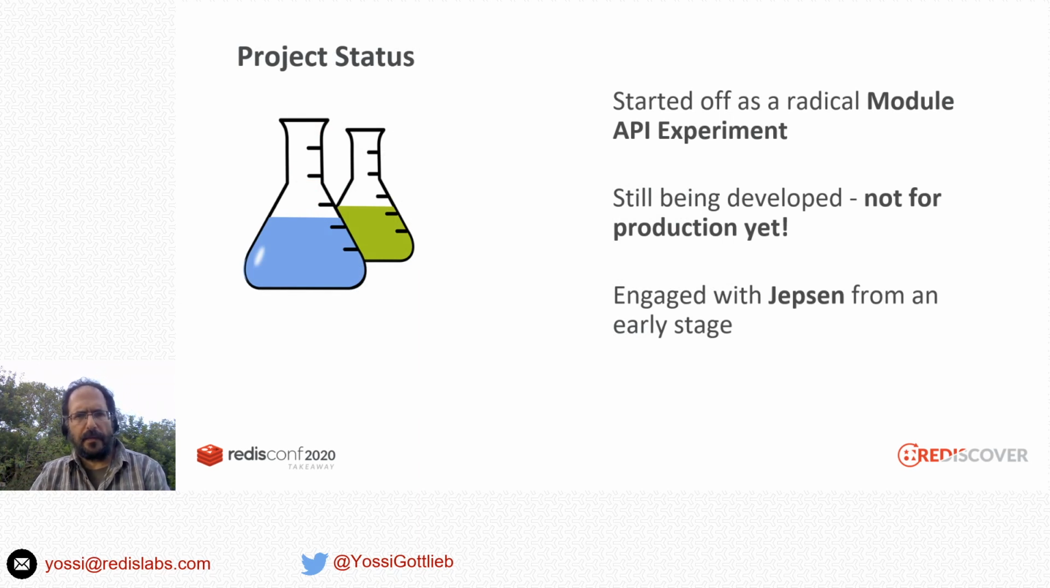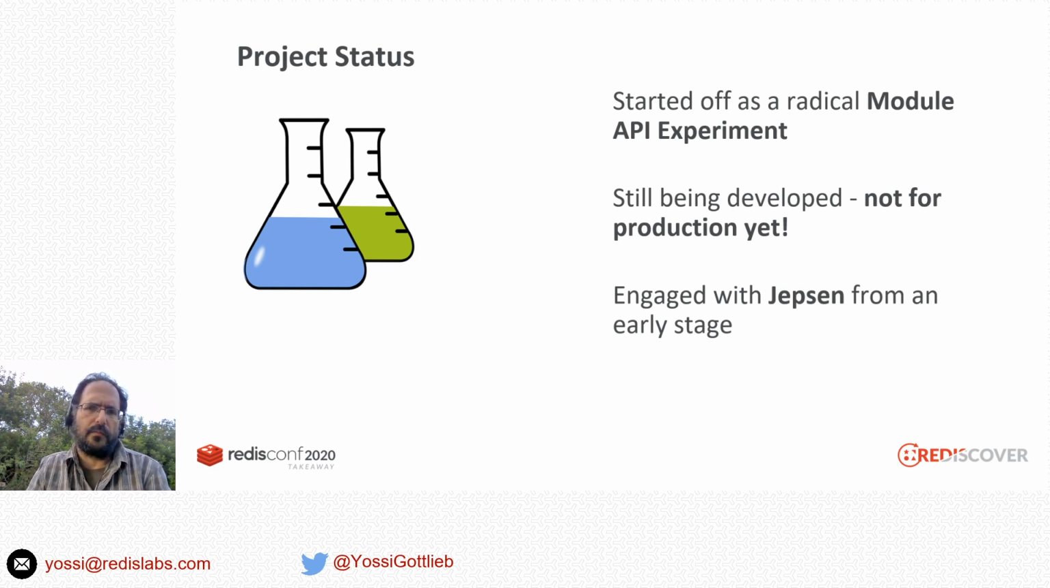So RedisRaft started off as an experiment aiming at extending the Redis module API. Originally, the Redis module API was available with Redis 4, and it was designed to make Redis extensible with new data types and new commands. And our goal was to see if the API can be extended further, so it makes it possible to create much more powerful modules. And as a result of this work, we've had API extensions available as part of Redis 5 and Redis 6.